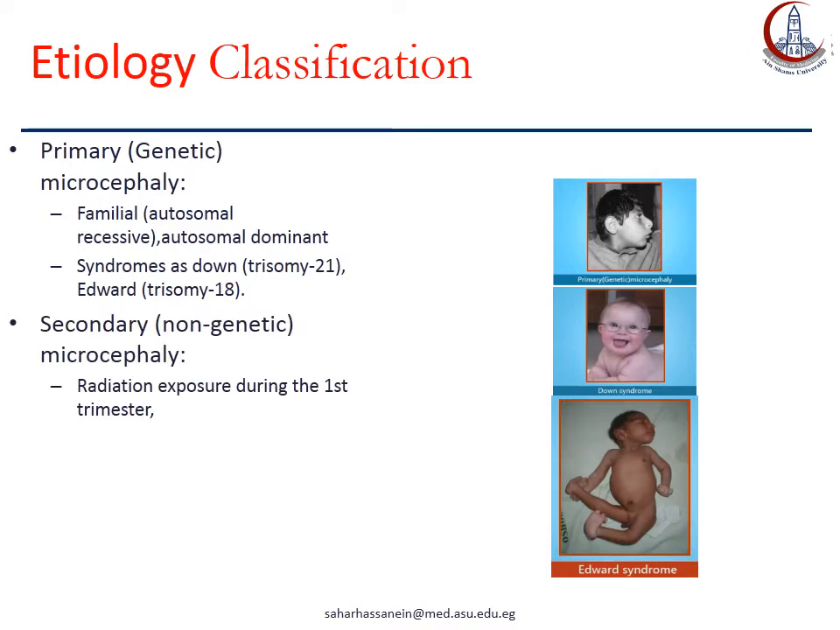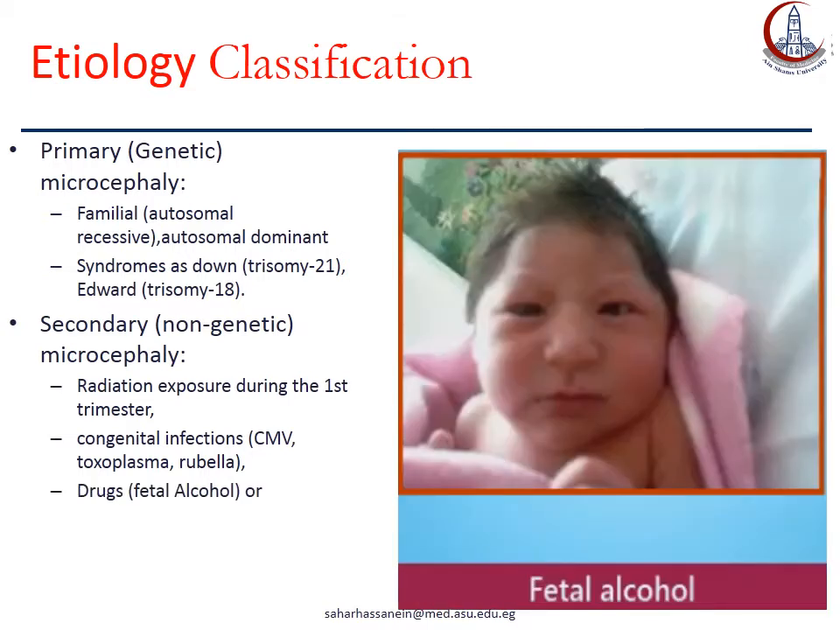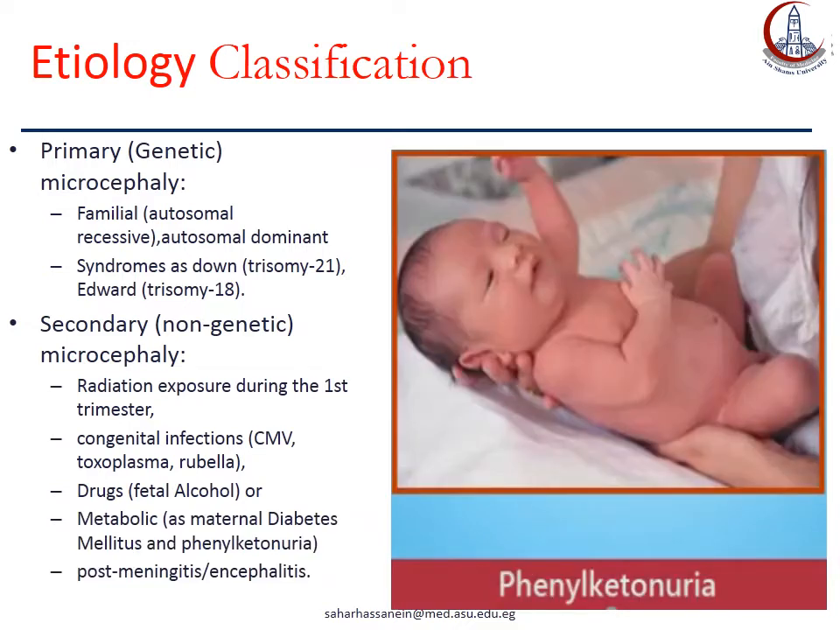Secondary or non-genetic microcephaly is due to exposure to radiation during the first trimester, congenital infections such as congenital CMV, toxoplasma, and rubella as part of TORCH infection, exposure to drugs as in fetal alcohol syndrome, and metabolic causes such as maternal diabetes and phenylketonuria. Post-meningitic and post-encephalitic sequelae can also lead to microcephaly.